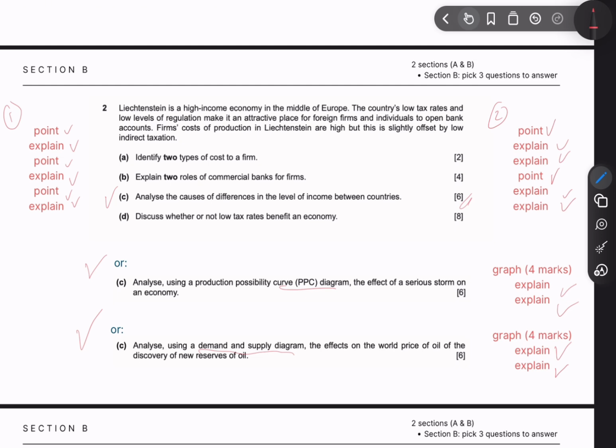For the graph, make sure to label the y and x axis. Label your graph, obviously, and then label any equilibriums. If there's a shift, also remember to draw the arrow.